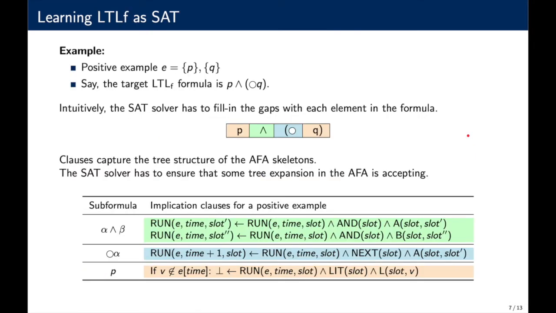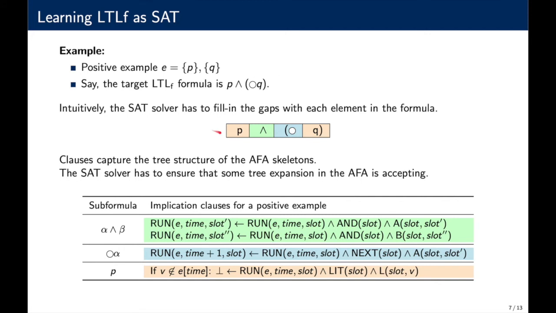Okay, so how can we use SAT to learn LTLF formulas? Let's see it with an example. We have only one positive example here, E, that is P and then Q. And let's say that the target LTLF formula is P and next Q. The learner doesn't know what this formula is. We want to learn it. So how does it work?